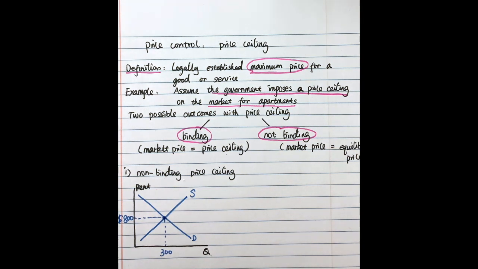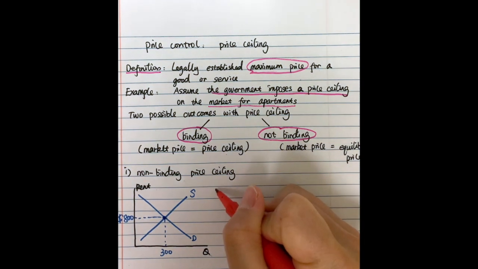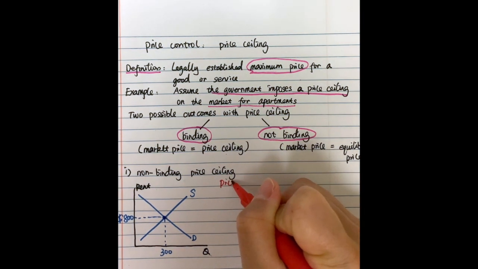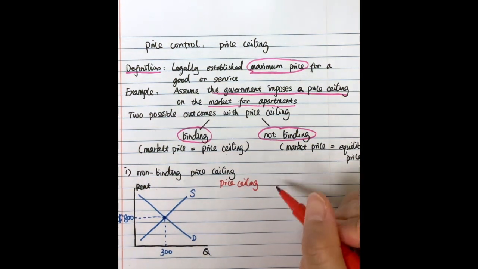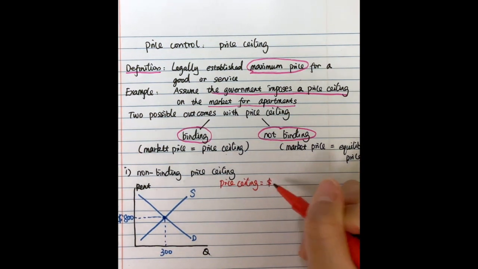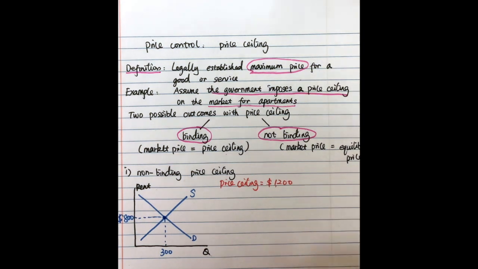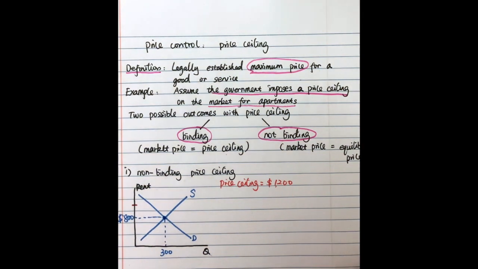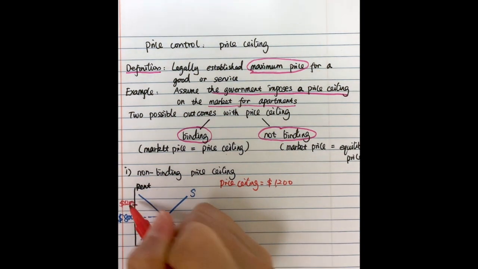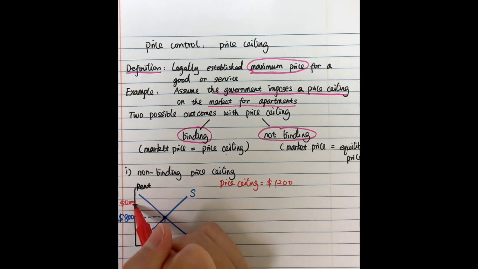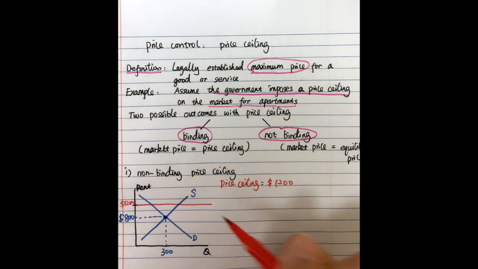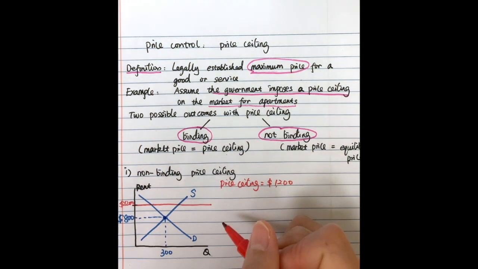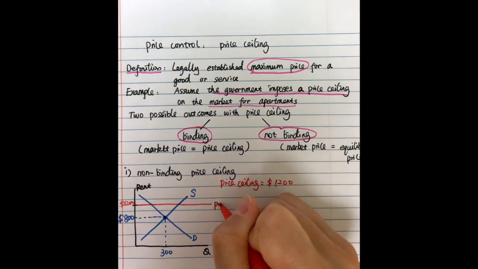Now we suppose the government will impose a price ceiling, and the price ceiling imposed by the government is equal to 1200. So based on this 1200, we can draw another price line. Assume this one represents 1200, so we can just draw a horizontal line across this one. This will be our price ceiling.